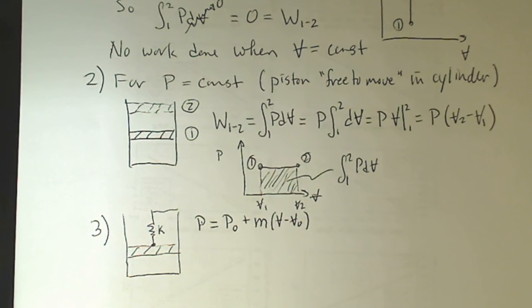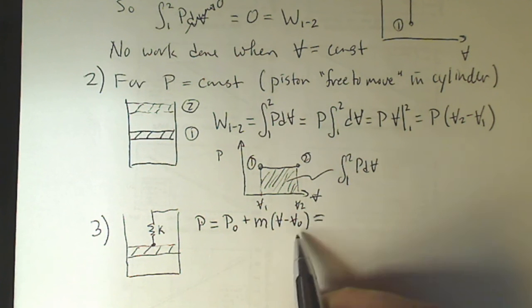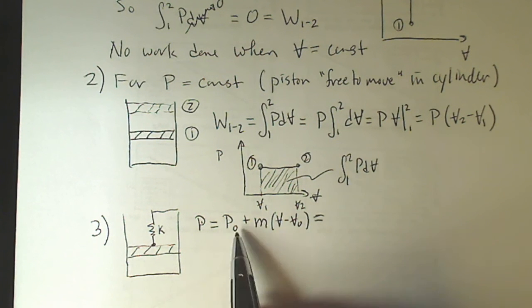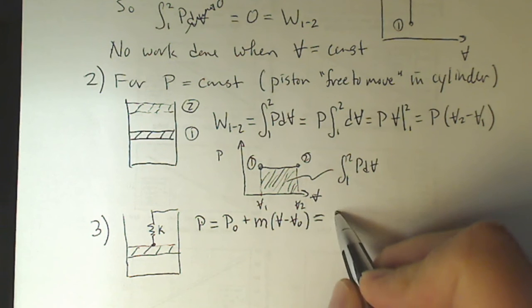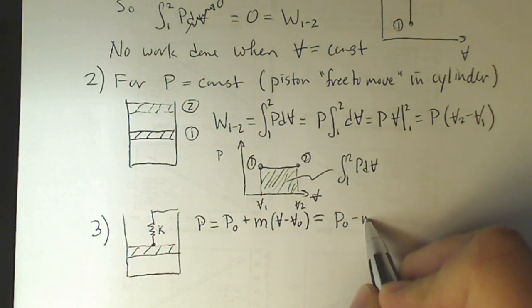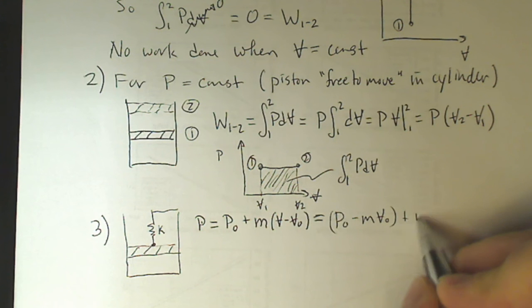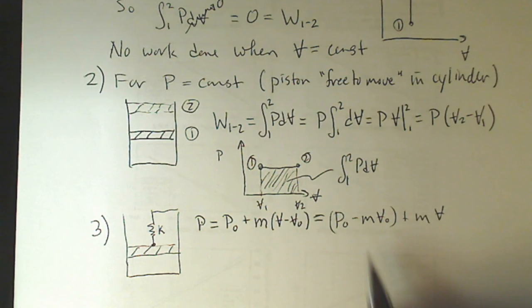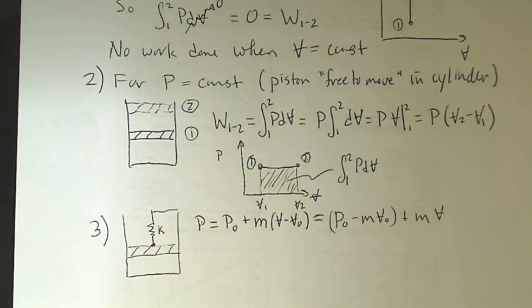So if we hold our mouth right and rearrange this, what is V0? It's this initial volume. P0 is the initial pressure inside here. So this is like P0 minus MV0 plus MV. So it's some constant A plus MV.